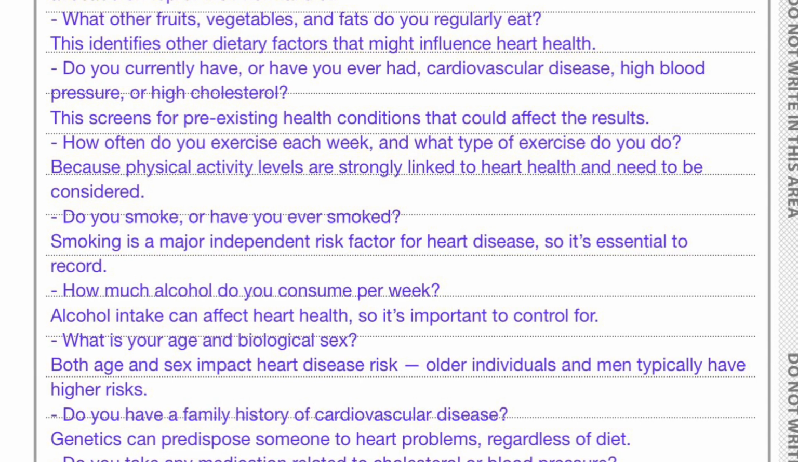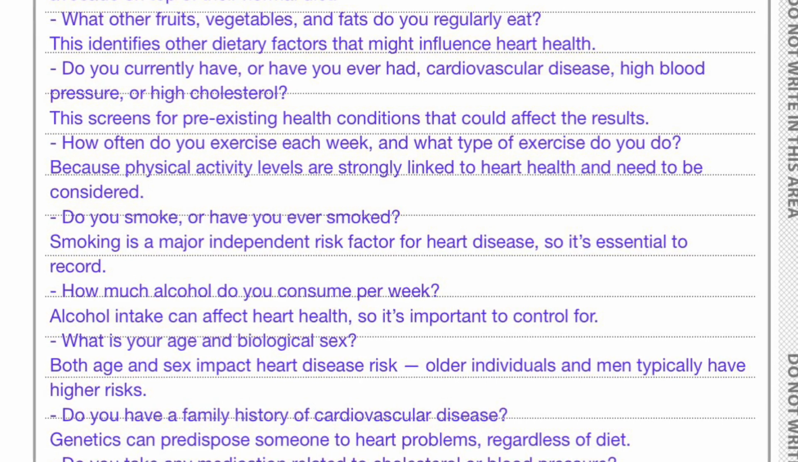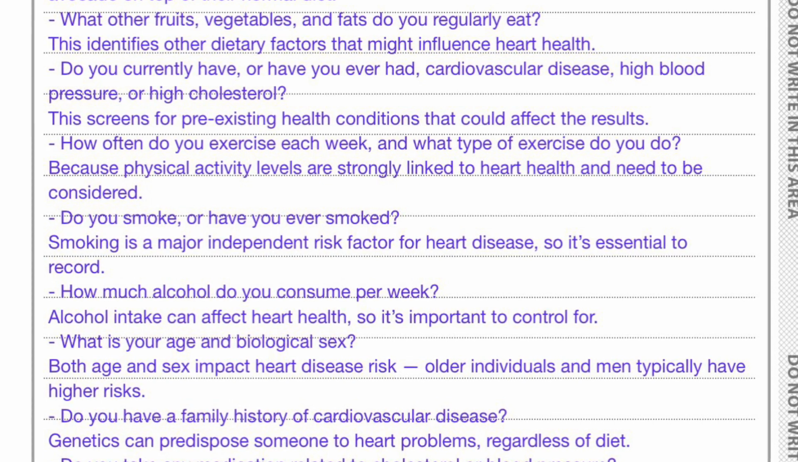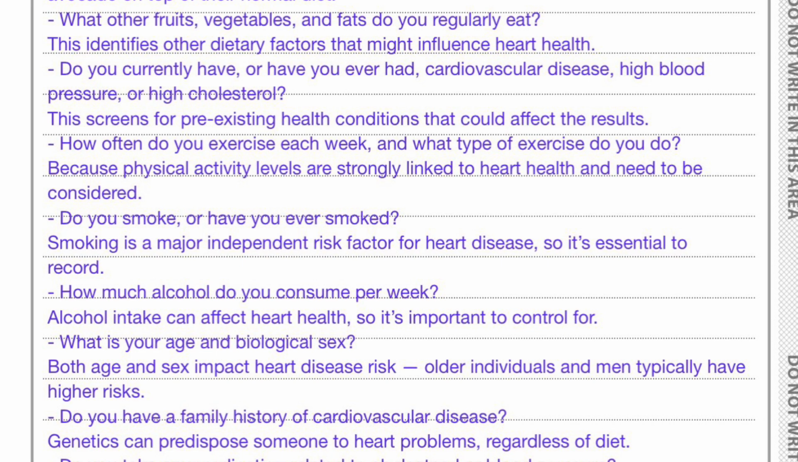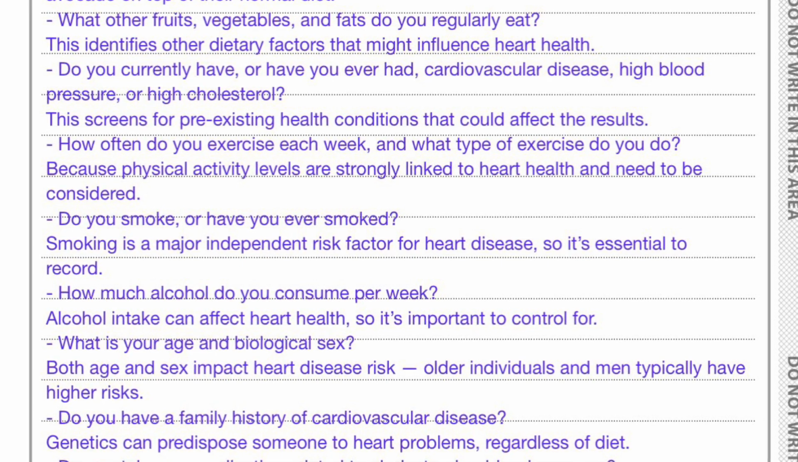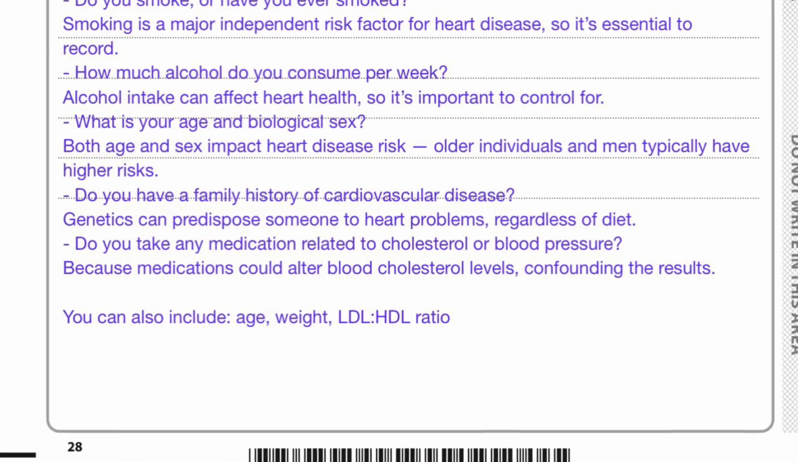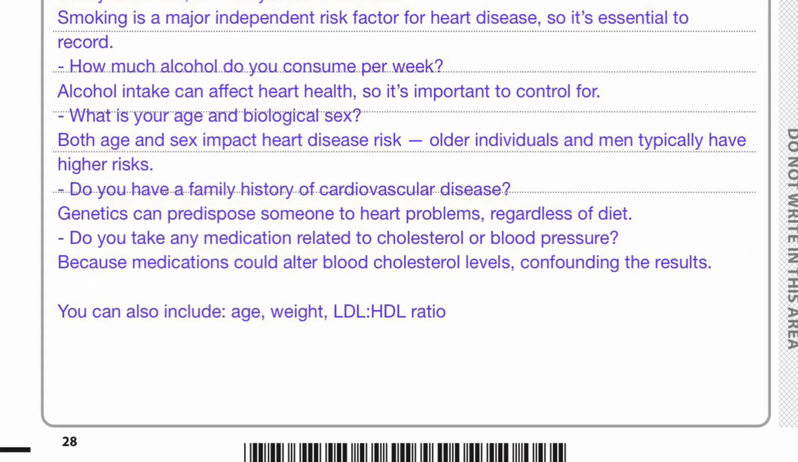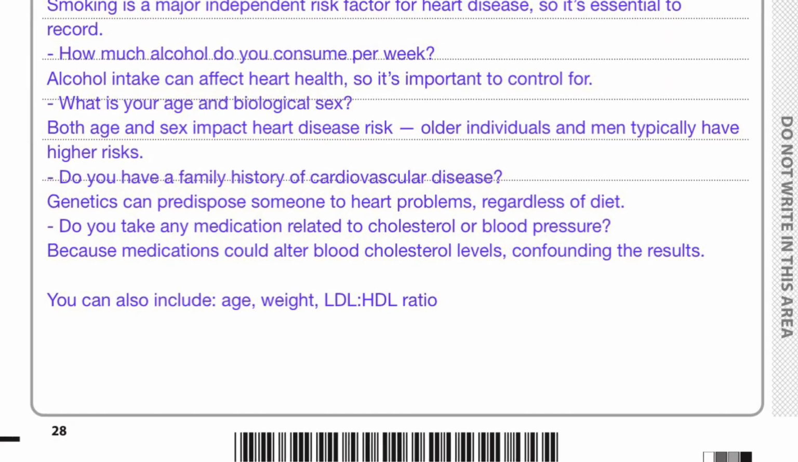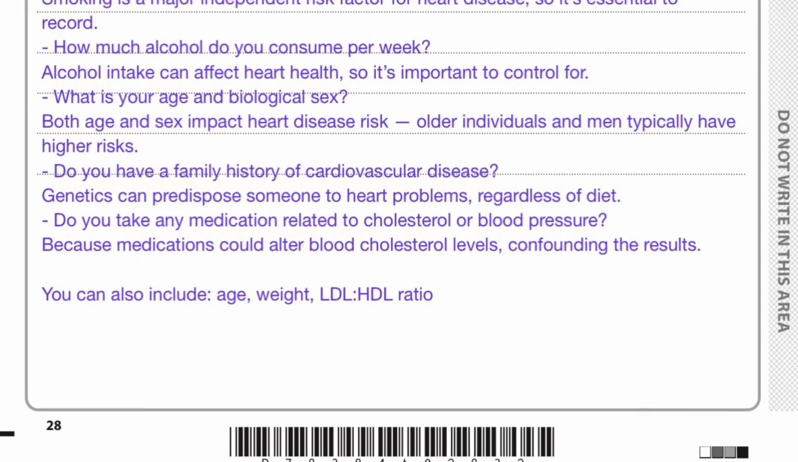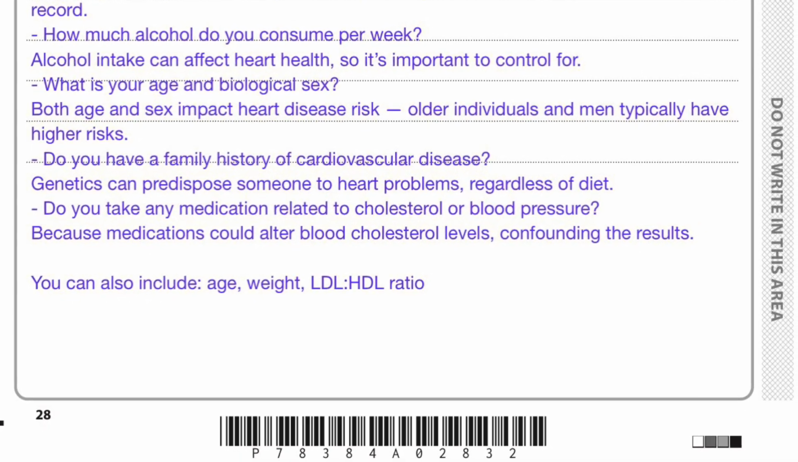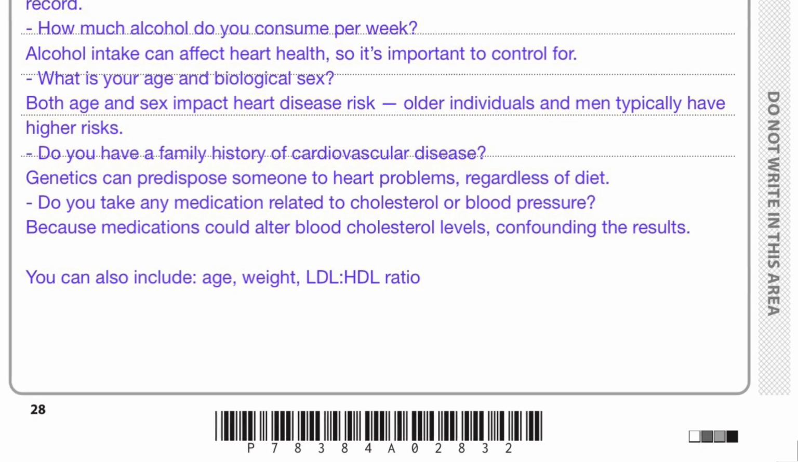How much alcohol do you consume per week? Alcohol intake can affect heart health, so it's important to control for. What is your age and biological sex? Both age and sex impact heart disease risk. Older individuals and men typically have higher risks. Do you have a family history of cardiovascular disease? Genetics can predispose someone to heart problems regardless of diet. Do you take any medication related to cholesterol or blood pressure? Because medications could alter blood cholesterol levels, confounding the results.